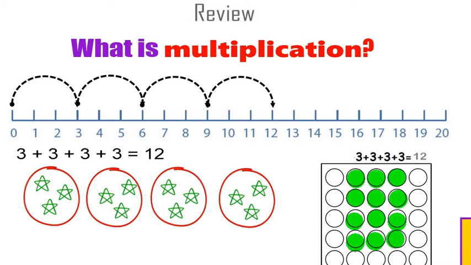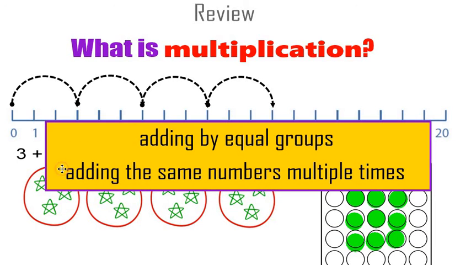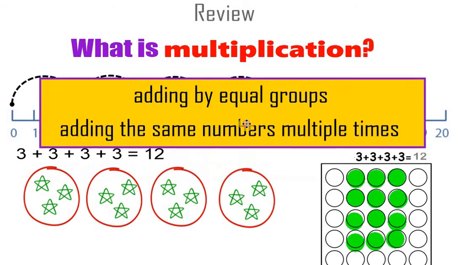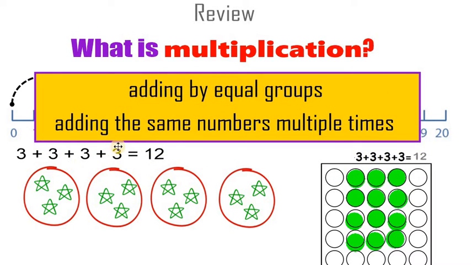And all the things that we've looked at today mean that we are adding by equal groups. We are adding the same numbers multiple times. So multiplication is adding by equal groups. In this case, 3 plus 3 plus 3 plus 3 equals 12. Adding the same numbers multiple times. The 3 plus the 3 plus the 3 plus the 3.